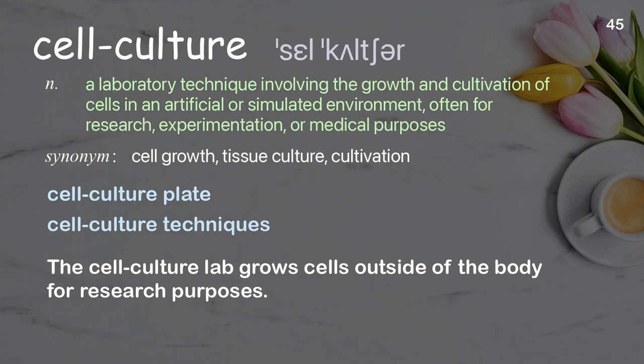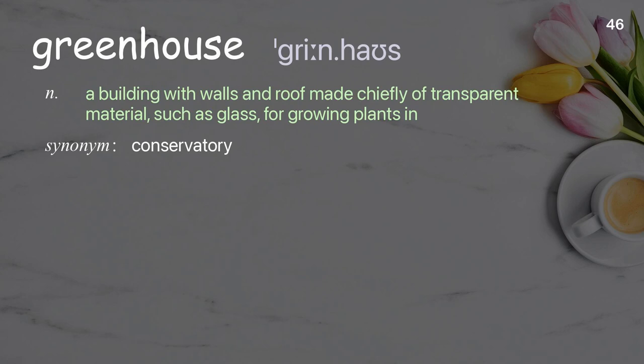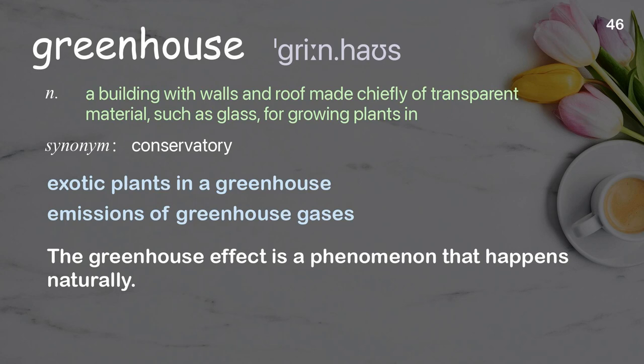Greenhouse. A building with walls and roof made chiefly of transparent material, such as glass, for growing plants in. Examples: Exotic plants in a greenhouse. Emissions of greenhouse gases. The greenhouse effect is a phenomenon that happens naturally.